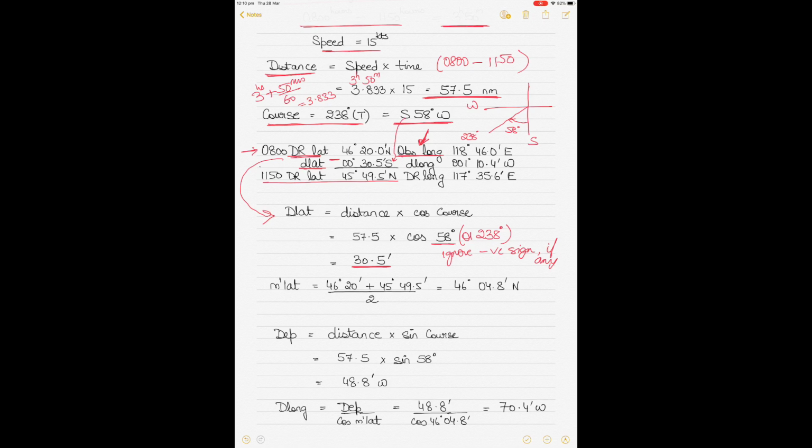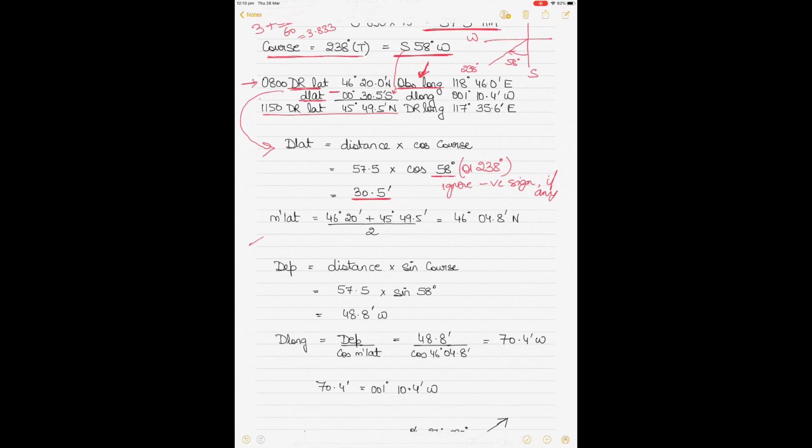Alright, and then your D long. How did I get my D long? So once I get my two latitudes, I can find out my M lat. Because they are both in the same hemisphere, you just add the two latitudes and divide by 2. Remember to use the DR lat in both cases.